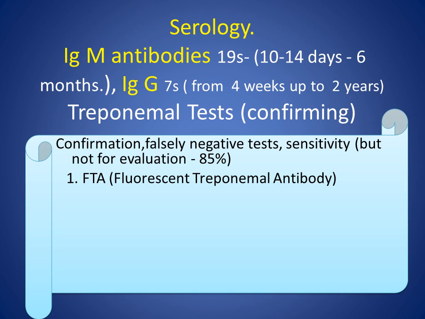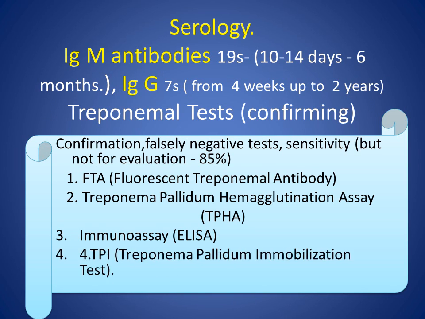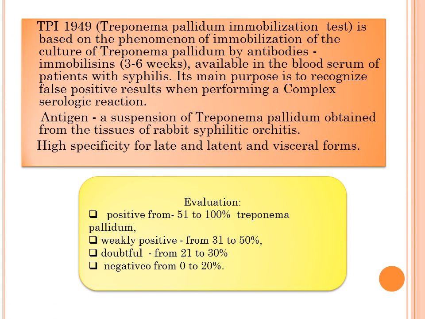FTA, fluorescent treponemal antibody, Treponema pallidum hemagglutination assay, enzyme-linked immunosorbent assay, TPI, Treponema pallidum immobilization test. TPI was recommended in 1949.